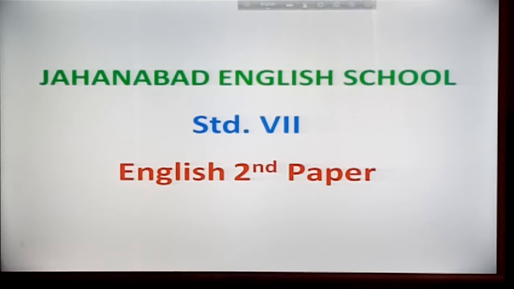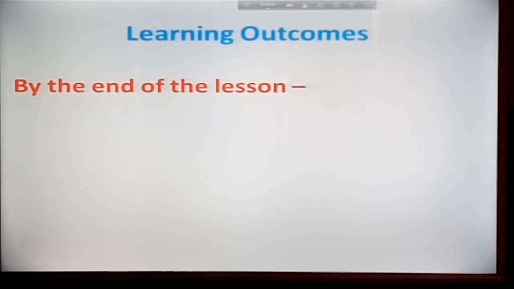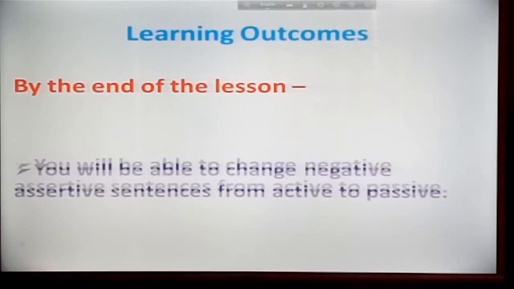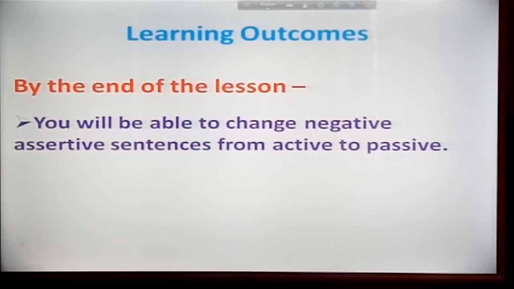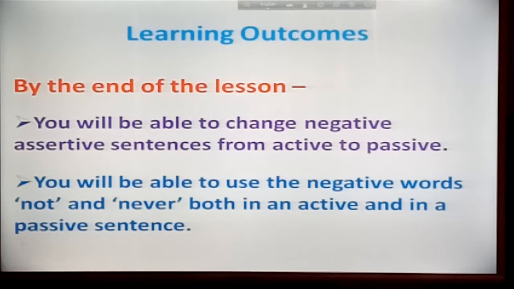At the very outset of the lesson, let's see what benefits you can get from this lesson. By the end of the lesson, you'll be able to change assertive negative sentences from active to passive. And you will also be able to use the negative words not and never both in an active and in a passive sentence, in the present and in the past indefinite tenses.